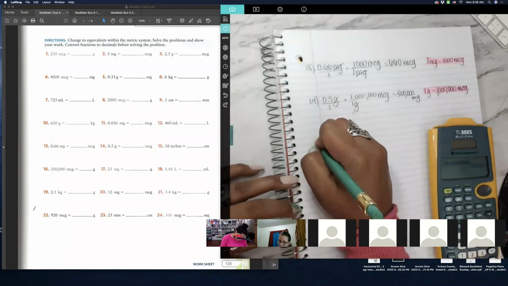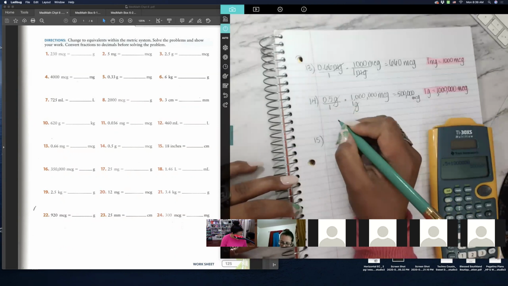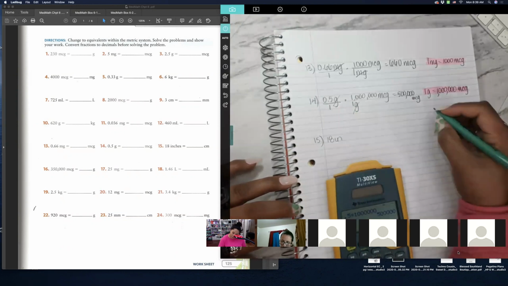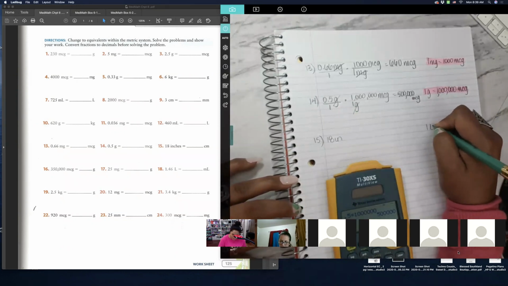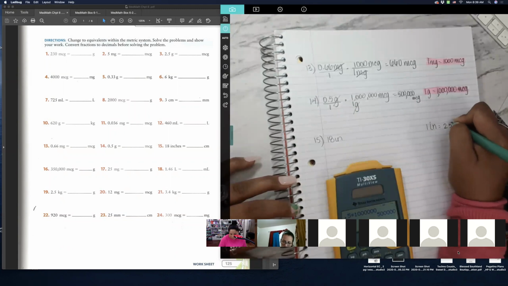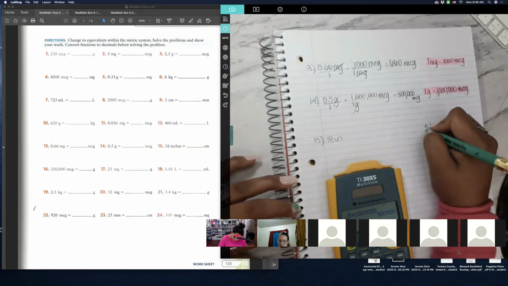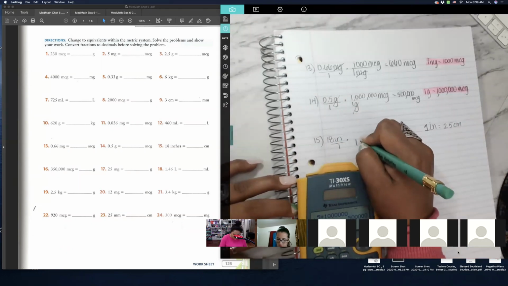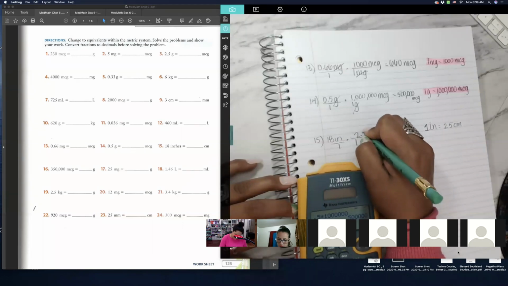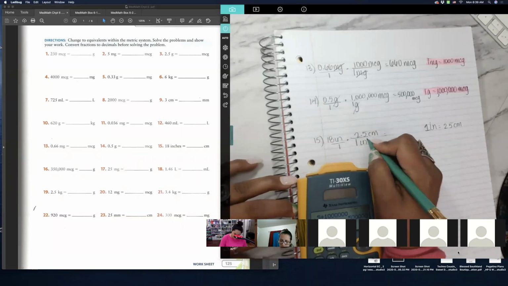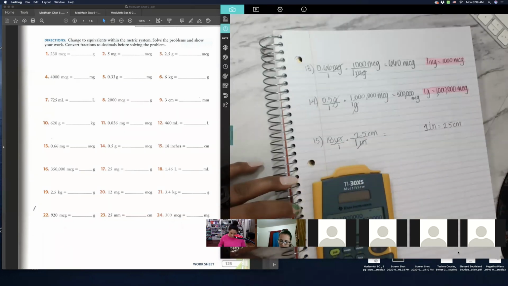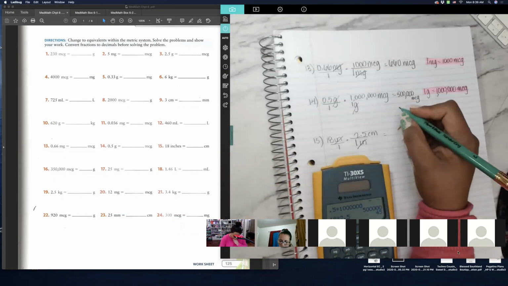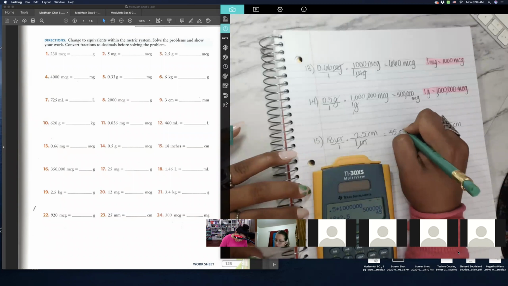Okay, 18 inches converted to centimeters. So again, for this class, 1 inch equals 2.5 centimeters. So put this over 1 inch equals 2.5 centimeters. My unit of inches is going to cancel. And then I take 18 times 2.5. That gives me 45 centimeters.